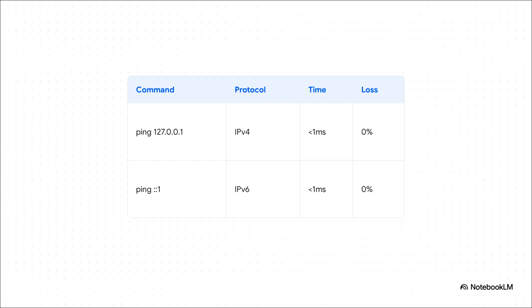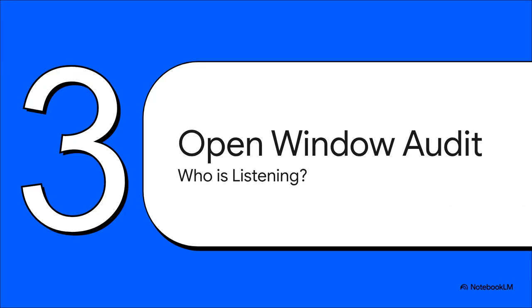By just opening up your command prompt and typing ping 127.0.0.1 for IPv4 or ping ::1 for IPv6, you can instantly verify your network stack. If you get a reply with 0% packet loss, your local TCP/IP stack is totally healthy. If it fails, well, you know for sure the problem is inside your machine, not with your router or your internet provider.